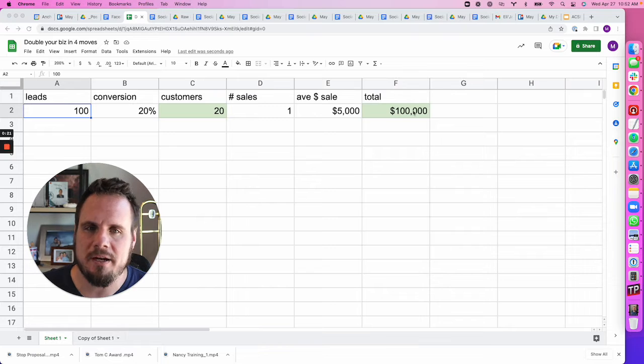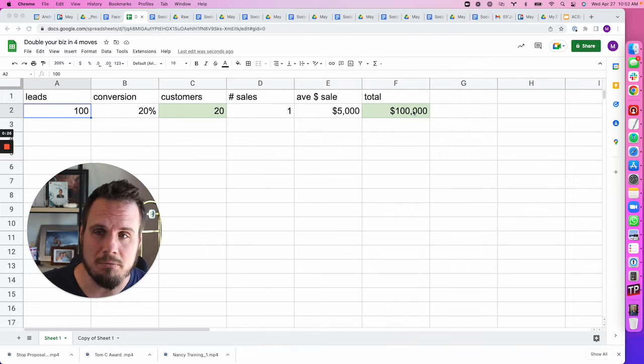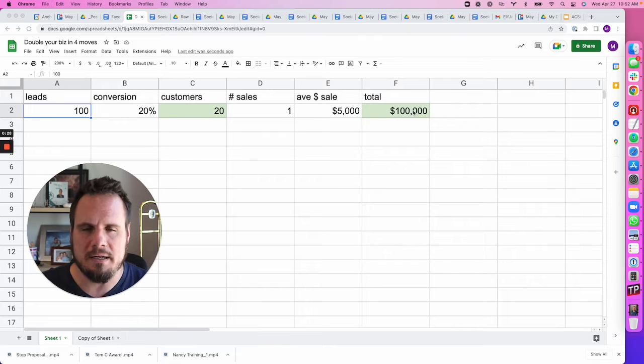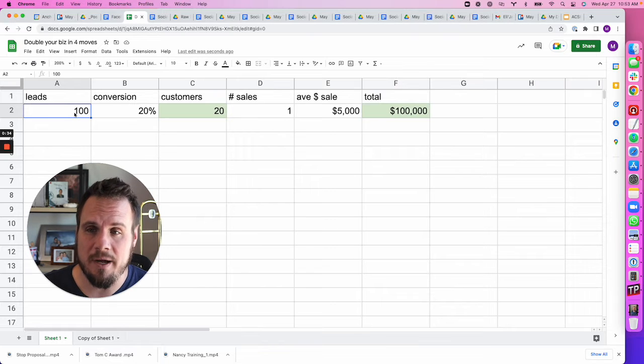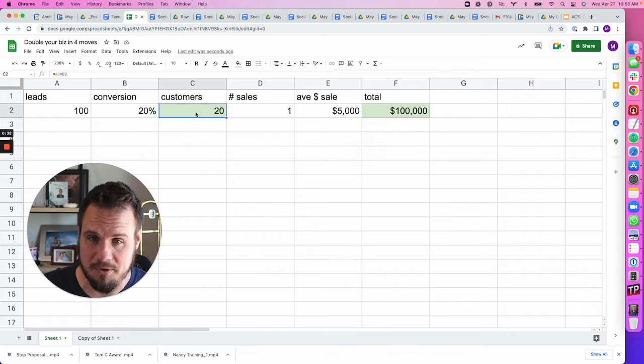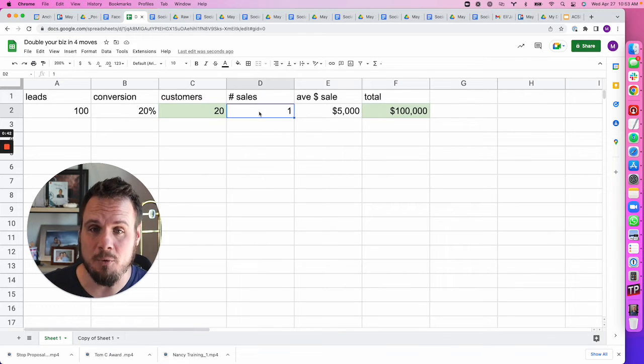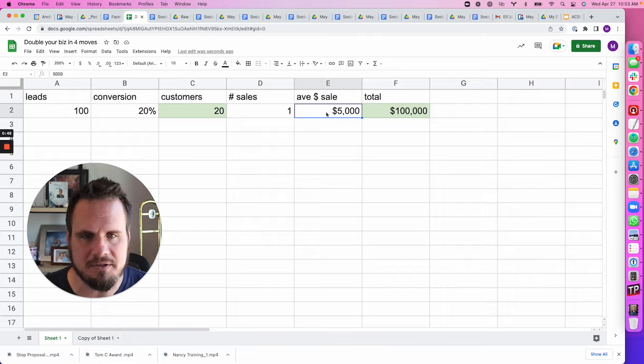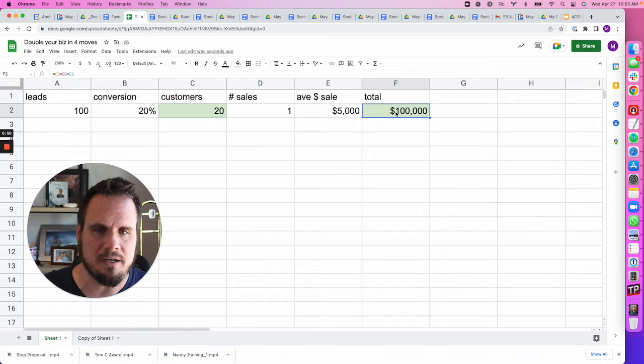So imagine you had $100,000 in revenue, and that could be per week, per month, per year. Time frame doesn't really matter. What really matters is the variables that led us to this point. So let's imagine that you had 100 leads with a 20% conversion rate. That would give you 20 customers. Then each one of those customers or clients just bought from you one time on average, and the average dollar sale, so each time they hired you, they invested $5,000. That's what gets us to $100,000.